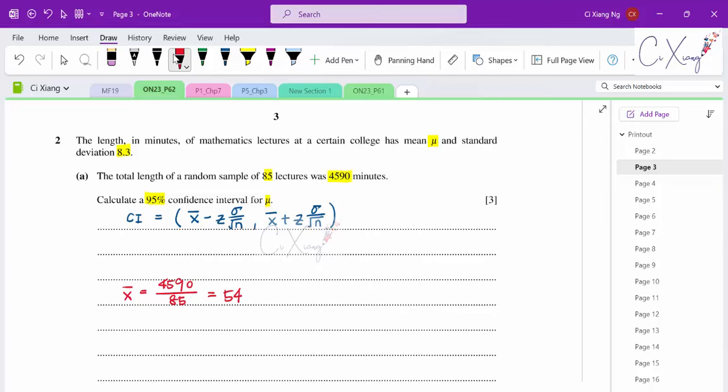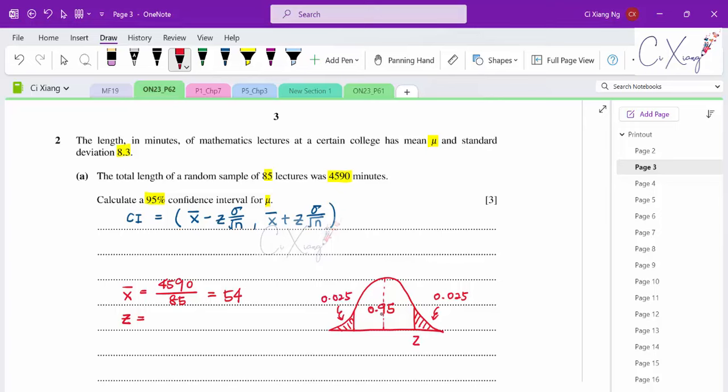So now I want to get the value of z. To get the value of z, it depends on the confidence level that we have. For your information, the confidence level actually means the percentage in the center part of the graph, which is 95%. So 95% means this center part here should be 0.95. And since our normal distribution curve is symmetrical, both ends have the same area, where this is 0.025 and this one is also 0.025.